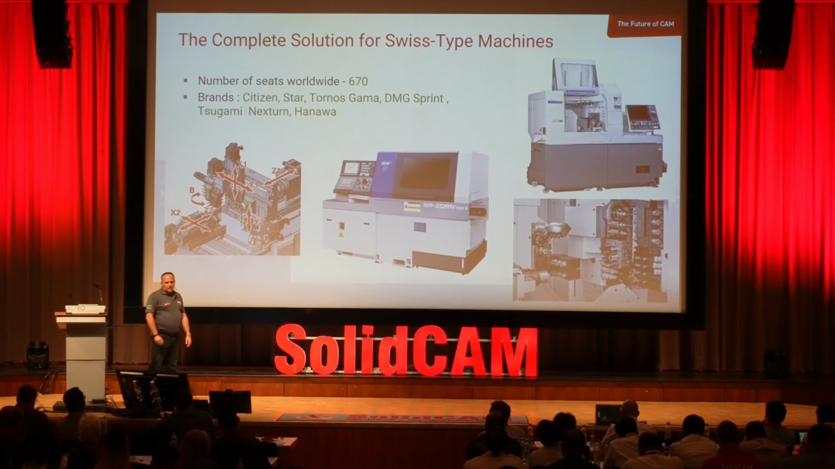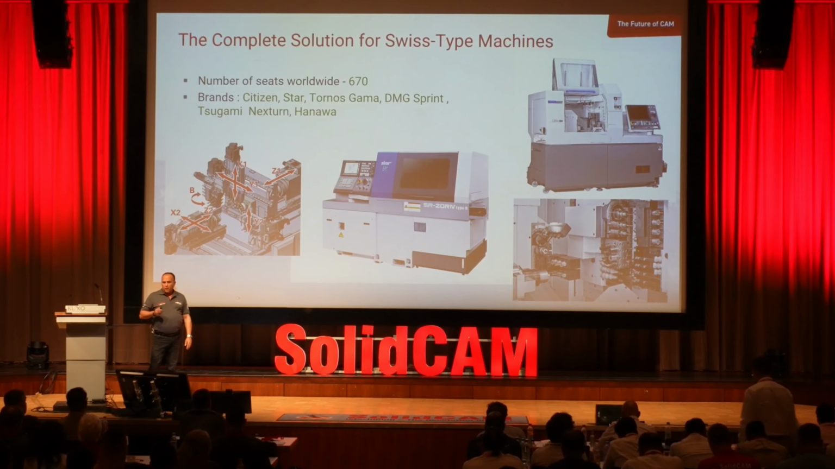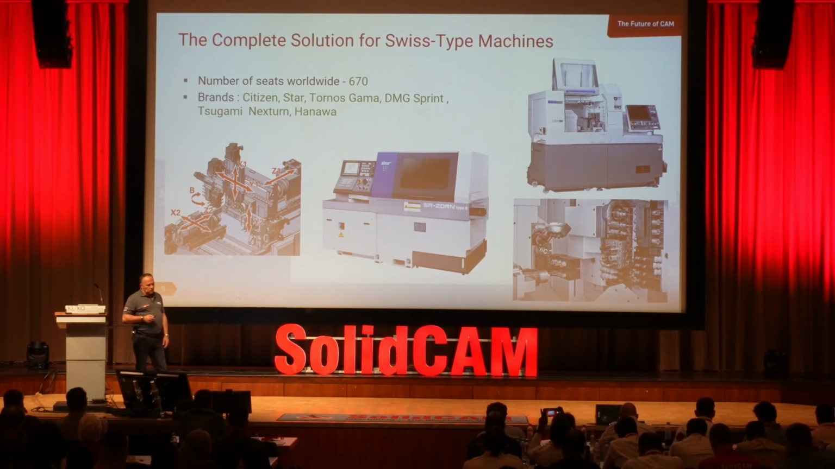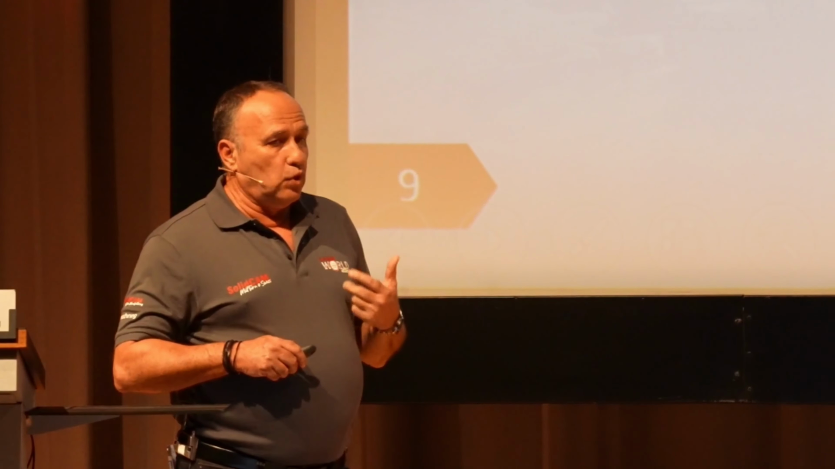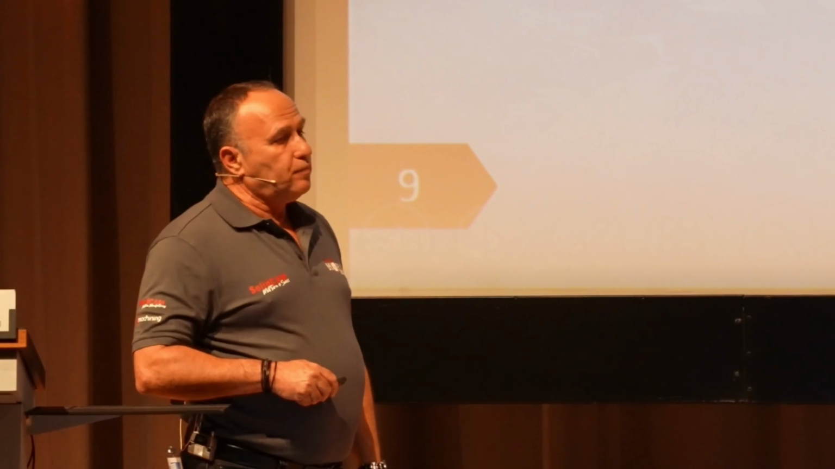Okay, next thing is Swiss type. Swiss type machine, our complete solution for Swiss type. You know, there are not many competitors that have a solution for Swiss type today. We are one of them, and absolutely we are the best of them today. We provide all the necessary tools to the customer of Swiss type. We support so many brands, and the major brands are Citizen, Star, Tornos, DMG, Sprint, Tsugami, Nexturn, and Anawa. We have a fantastic solution for Swiss type. We have a post database today, and we have a good technical team also, and all the resellers need to have good technical people for Swiss type.